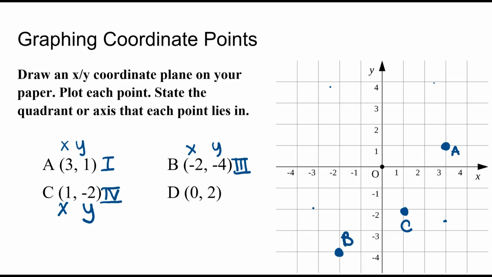And then we've got the ordered pair 0 for x, y is 2. Now 0 for x means I'm not going to go left or right at all from the origin. I'm just going to move up 2, and that would be on the y-axis.